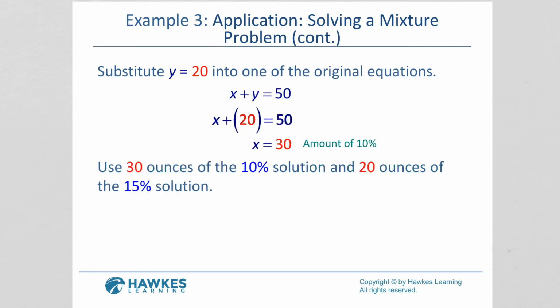When I do back substitution with y equals 20 into the equation x plus y equals 50, I have x plus 20 equals 50. Subtracting 20 from both sides, x equals 30. That's the amount of 10%. You're going to use 30 ounces of the 10% solution and 20 ounces of the 15% solution.